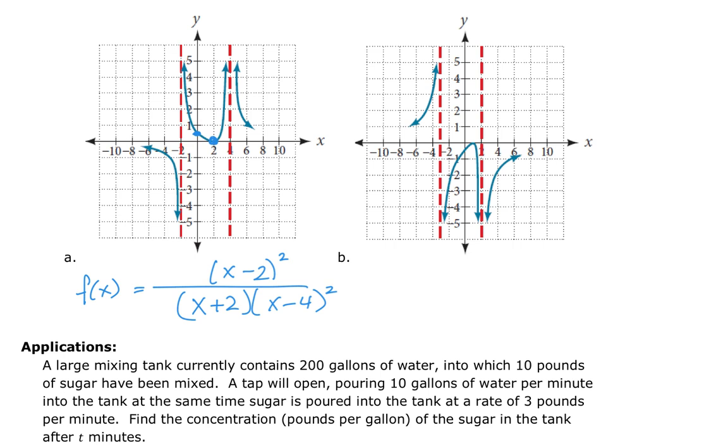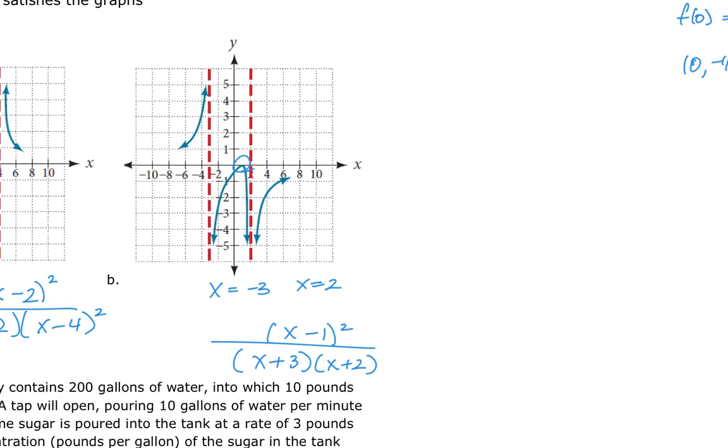Let's take a look at my next one. I have x equals -3 and x equals 2 as my vertical asymptotes. So what I think is x plus 3 and x minus 2 for my denominator. Looks like I am at 1 right here, and I'm bouncing, so I think I have x minus 1. I'm bouncing. And check this out.